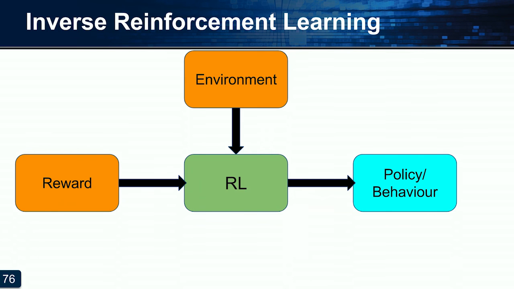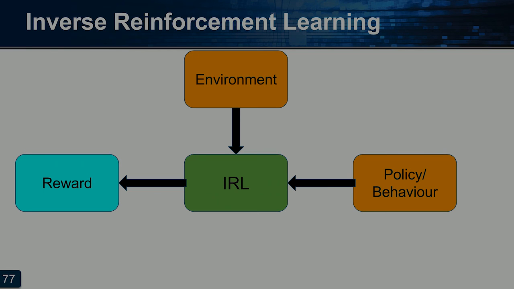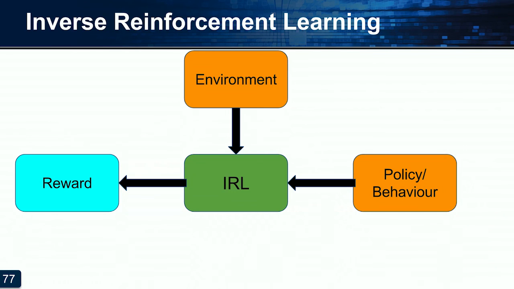So just to set it up, this is what we've been talking about for the first part of the lecture, where you get an environment, you've got the reward, and then you do reinforcement learning, and then you've got this policy and behavior that you want as an output. Inverse reinforcement learning: you've got the environment, you've got the behavior, and then now you go into IRL, and then you get the reward. Right? That's where we're going with this.